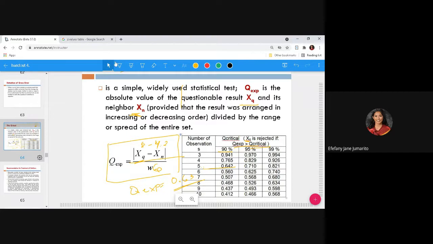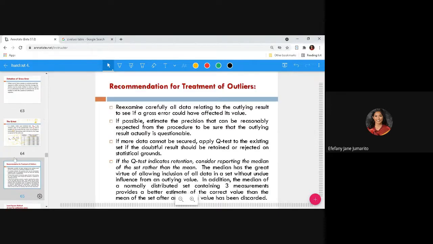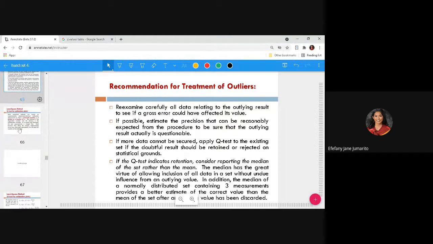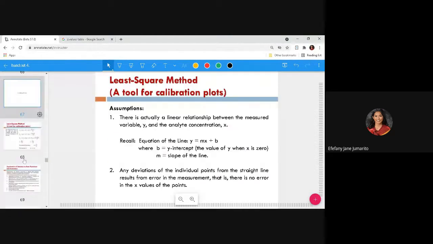So if you are an analyst and you are doubtful about questionable data, an outlier, before you discard or retain it, you will undergo this process. You will diagnose that one using this formula. Okay, now we have the problem.